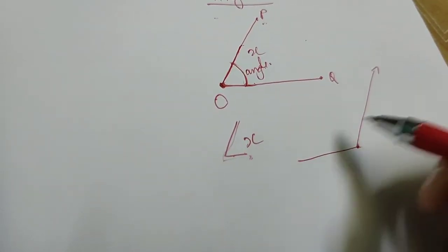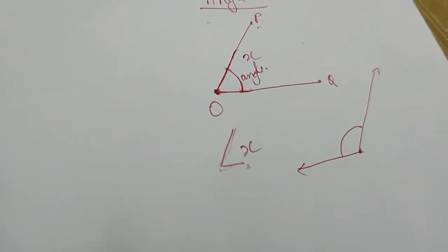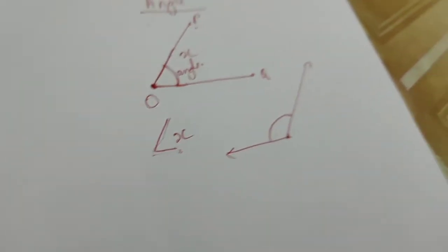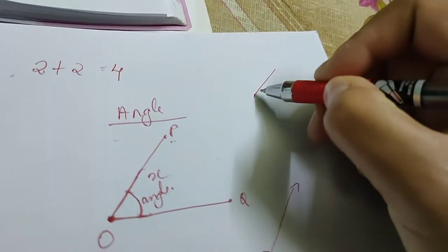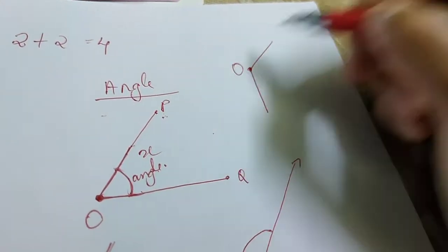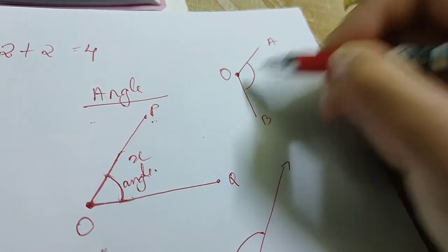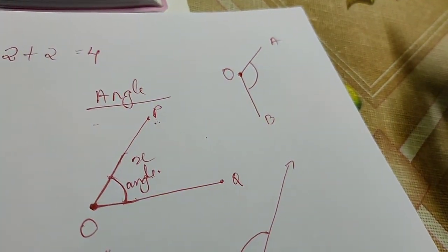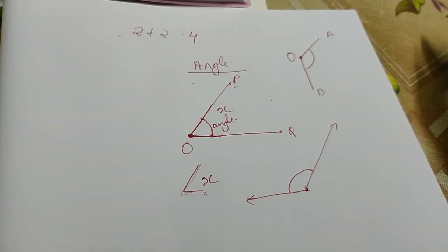Or it can be like this also, anywhere. Okay. You can draw it any way. You can stretch it like this also. Like this also. But it has to be a common point O. Say A and B. Between this, like this. Okay. This is also an angle. I hope it is clear to you.